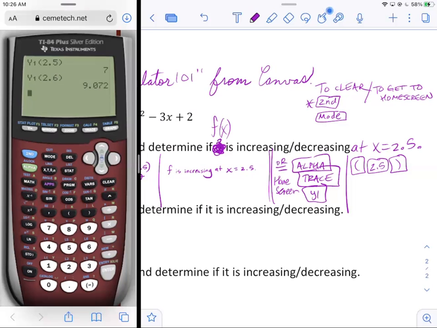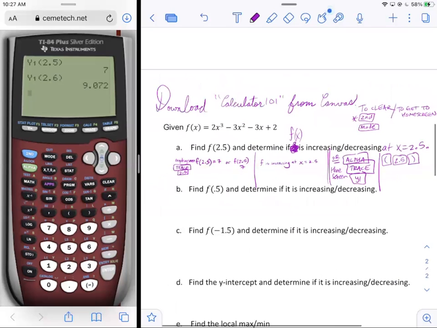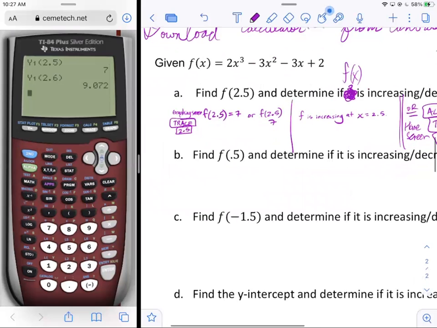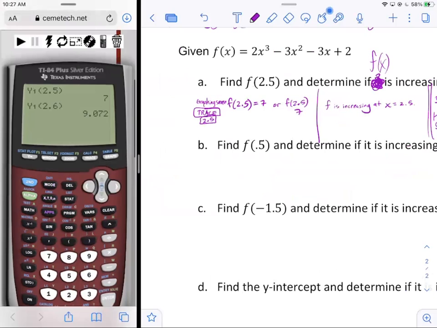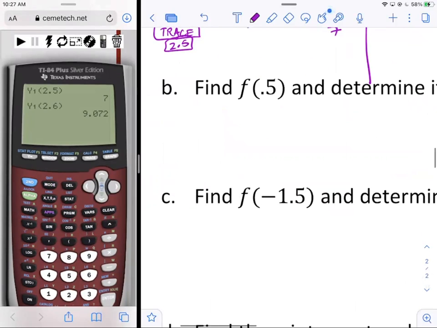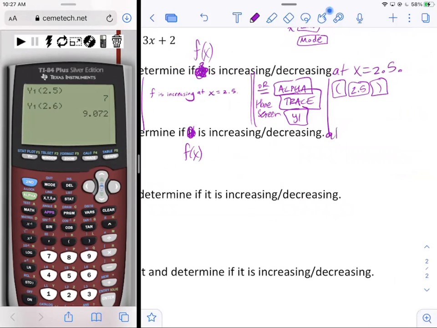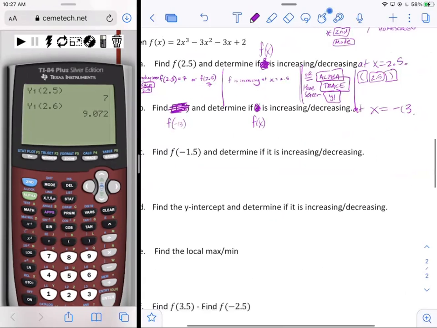Got it? All right. And then we write the same sentence. Okay. So let's go ahead and I'm going to change part B, because 0.5 is an easy number. I want you to find, let's write this, I want you to find f of negative 13 and determine if f of x is increasing or decreasing at x equals negative 13. Okay. So I want you to do that right now. I'm going to pause the recording and then I'll be back.